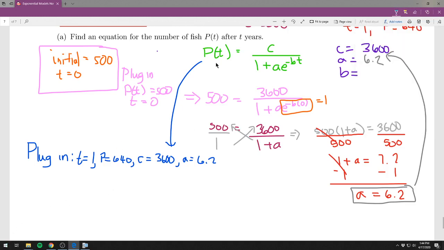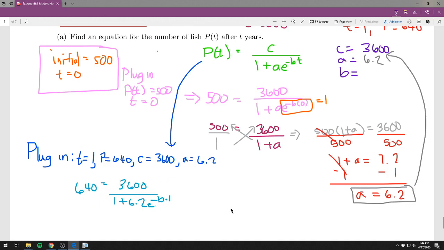Okay, so let's go ahead and do that. P of t is 640 equals C, which is 3600, over 1 plus A, which is 6.2, times e to the negative b times t, which is to the first power. We're using t equals 1. I'm going to go ahead and just simplify. Really, the only thing to simplify here is multiplying by 1, so I don't need to rewrite a whole step for that.